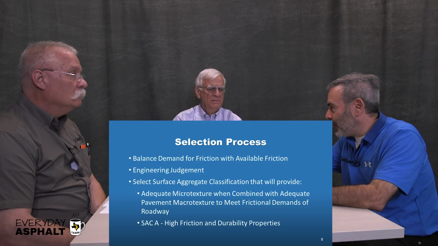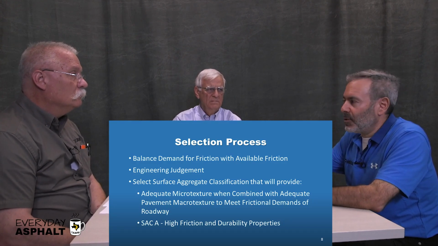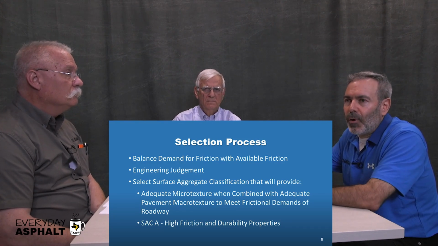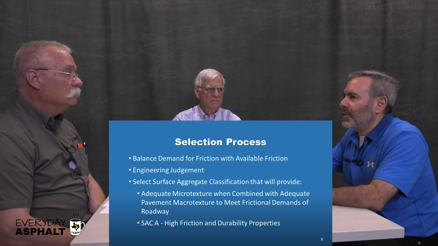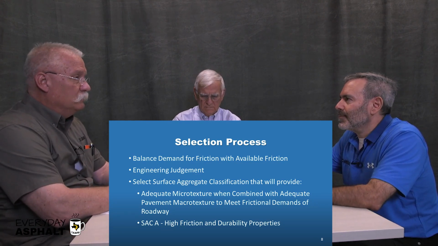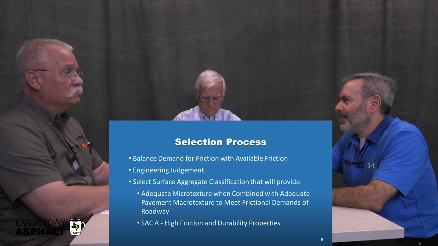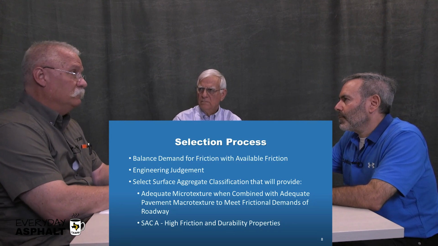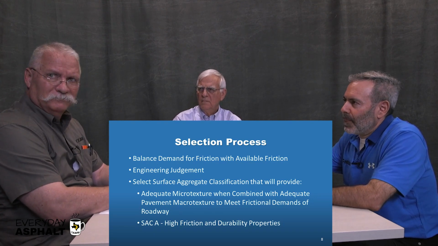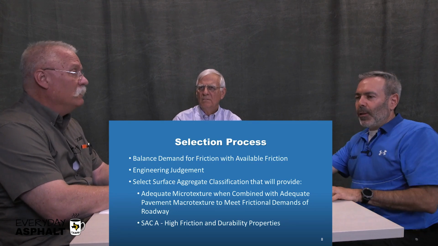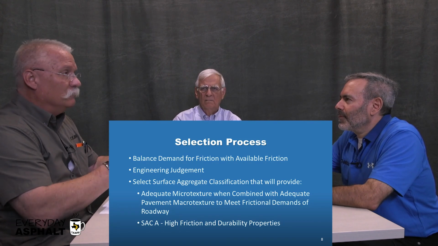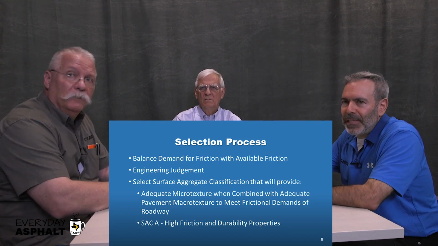Looking at the selection, it's a balance between demand and what's available. You've got to use engineering judgment. It's not just randomly trying to pick a number so that the available will exceed the demand. You have to look at it and engineer it. Is more better, or as long as my available meets my demand? I don't have to have 10 points in between. No. As long as it's at or just slightly above, we're good to go. It needs to meet or exceed the demand.